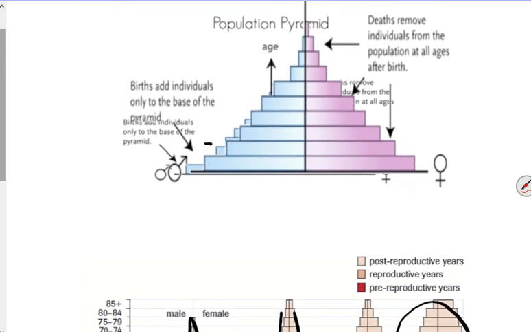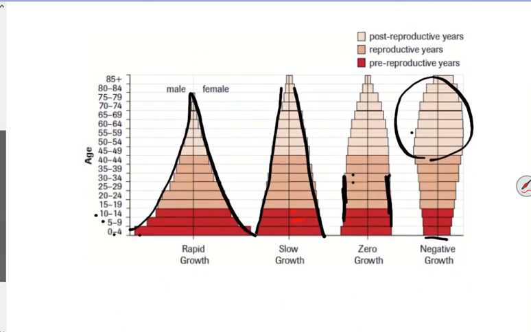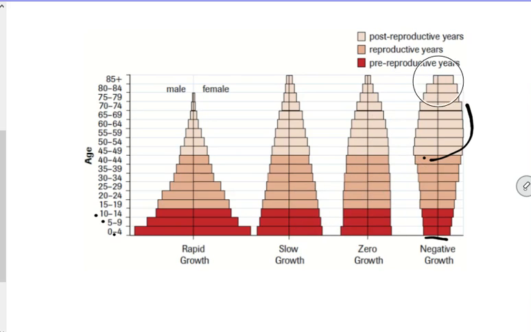And then the last thing that's going to be on your test are your population pyramids, like I showed you at the beginning of class. At the base, you have individuals being born, and at the top, those are your older individuals. So individuals will be removed from the top. What you need to be able to do is look at a pyramid and tell me about that country. Is that country growing quickly, slowly? Is there zero growth? Is it stable?